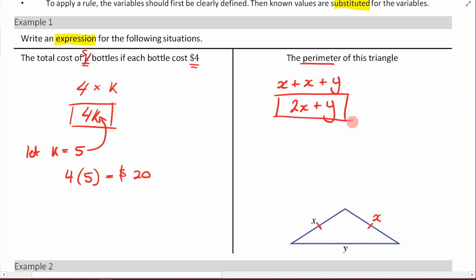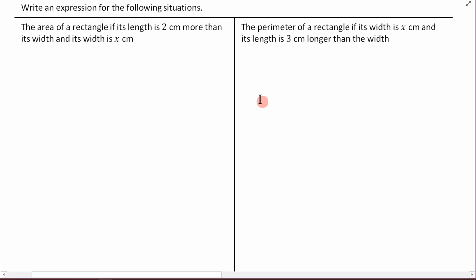And if we knew what the known values of X and Y are, so let's just make them up. Let's say X was equal to 1 and Y is equal to 2. I could sub those into my expression. So I'd get 2 times 1 plus 2, which is 2 plus 2. That's going to be 4. So 4 would be my answer if X is equal to 1 and Y is equal to 2. So that's the power of these expressions. Okay, let's keep on moving here.